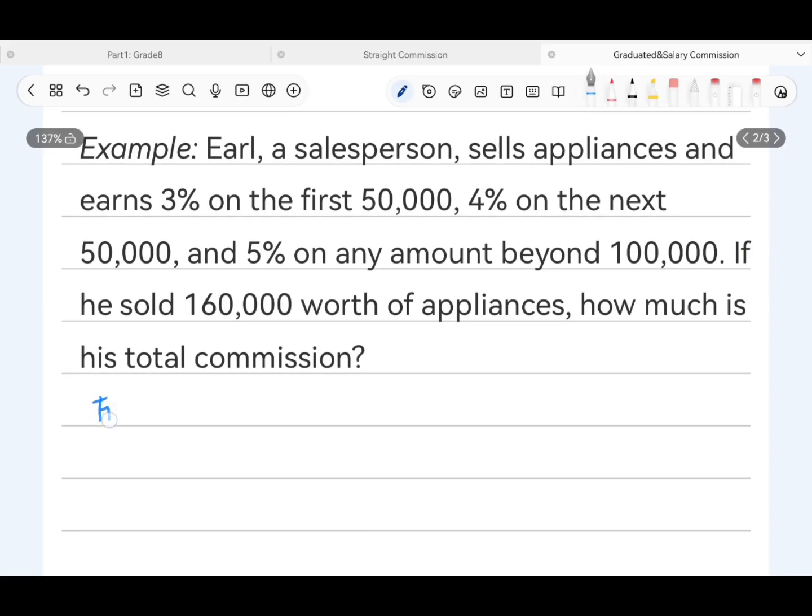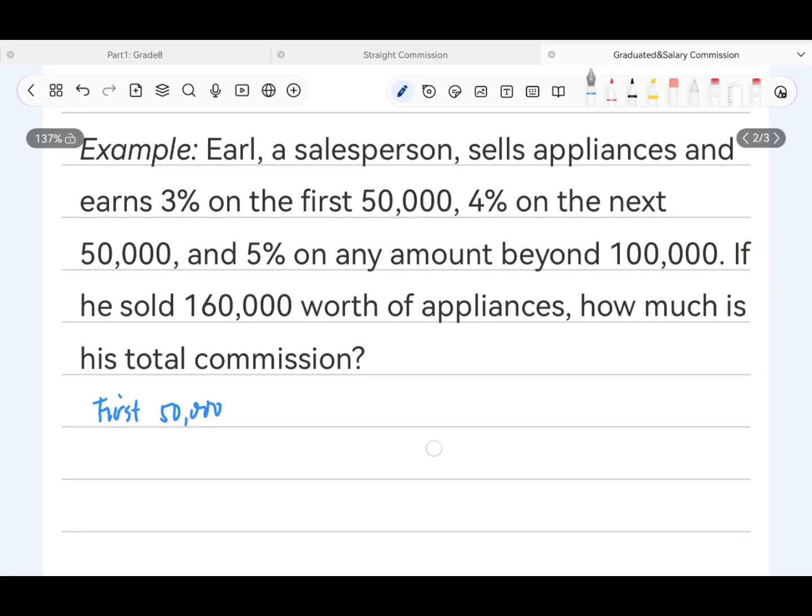we have here the first 50,000. Okay. So for the first 50,000, meron siyang 3% earnings. Okay. So that 3% is equivalent to 0.03. So meaning we multiply it to 0.03. Okay. For the next one, we also have 50,000, and meron naman siyang 4%. So 4% is equivalent to 0.04.